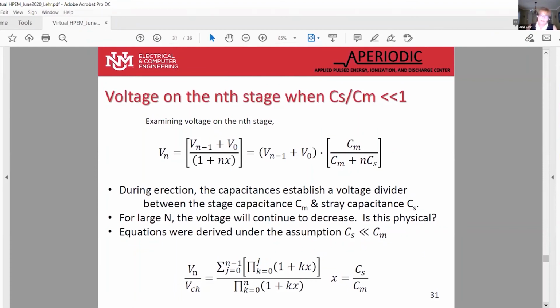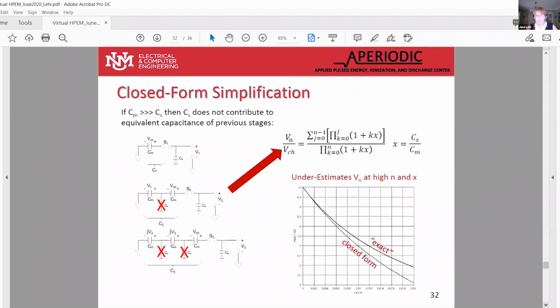There's another case where we keep the stage number, a different ratio, where the ratio is the stray capacitance to ground relative to the stage capacitance. We did close the form, but what's interesting here is in that top equation, we can see that as the number of stages increases, the voltage will decrease. And that's very troublesome. In fact, the Marx that we have is a 25 stage, and it could be too much. So that was very interesting.